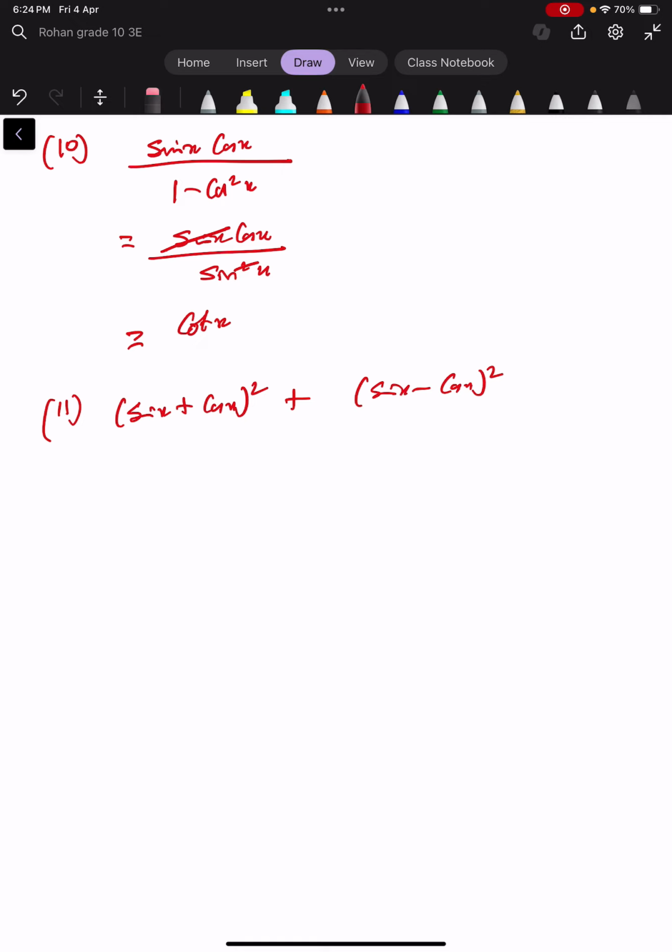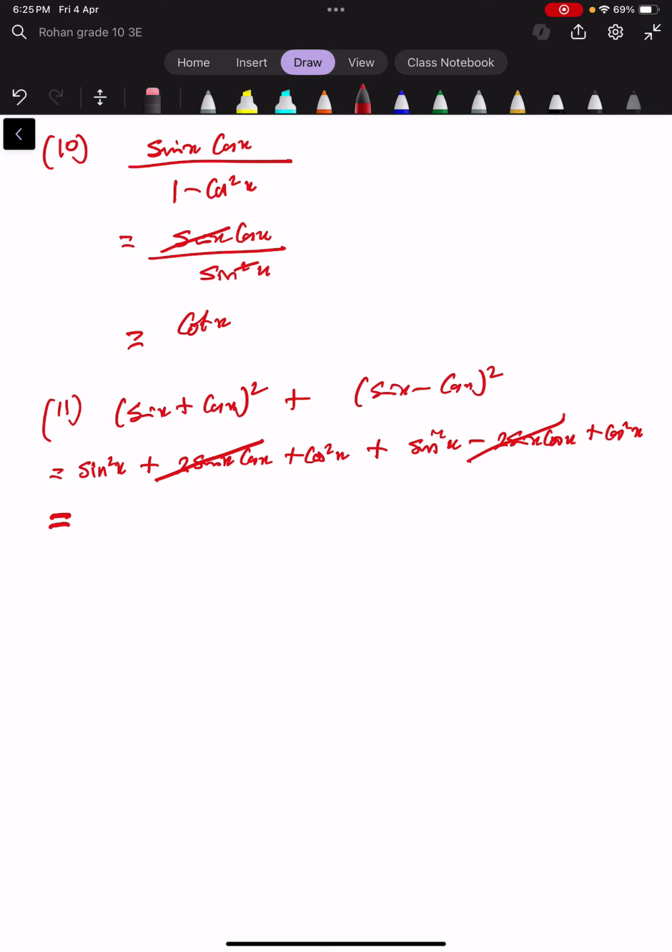Perfect. Apply that. Instead of a and b, use sin and cos. So sin squared x plus 2 sin x cos x plus cos squared x, plus sin squared x minus 2 sin x cos x plus cos squared x. The plus 2 sin x cos x and minus 2 sin x cos x cancel off.